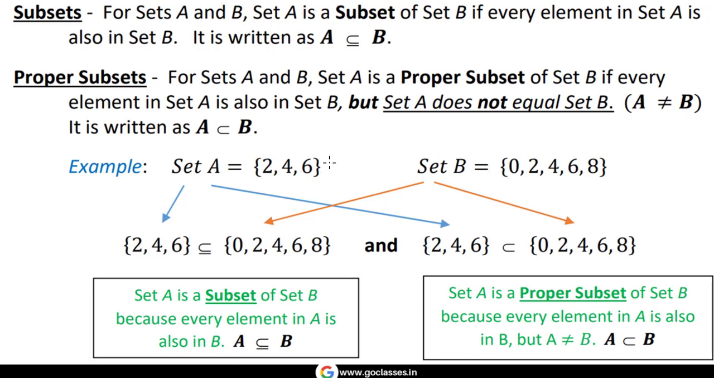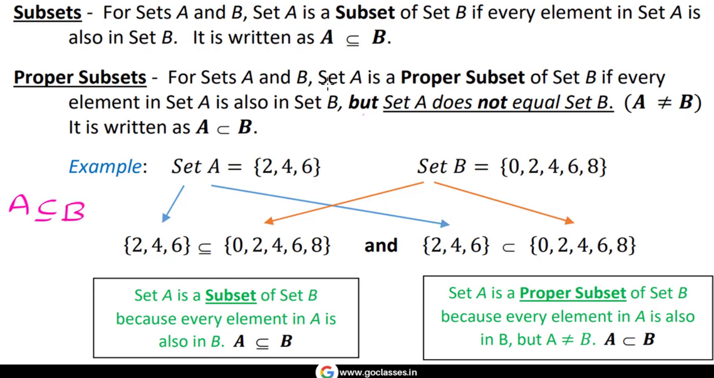For example, this set is a subset of this set, because you can notice every element of set A is also an element of set B. 2 is an element of set B, 4 is an element of set B, 6 is an element of set B. So every element of set A is also an element of set B, and I can say set A is a subset of set B.